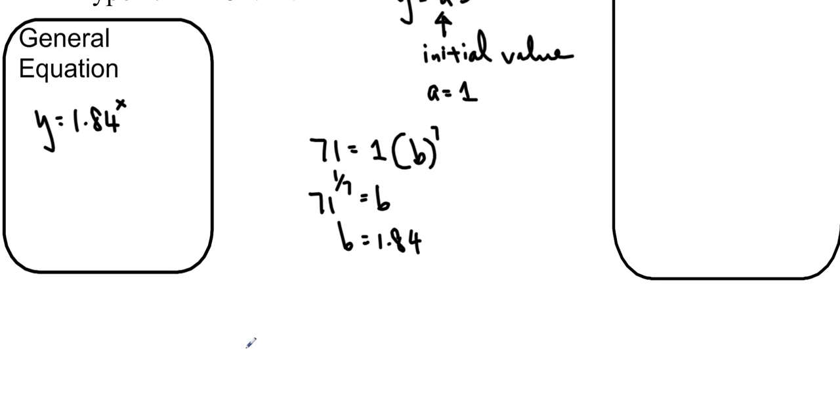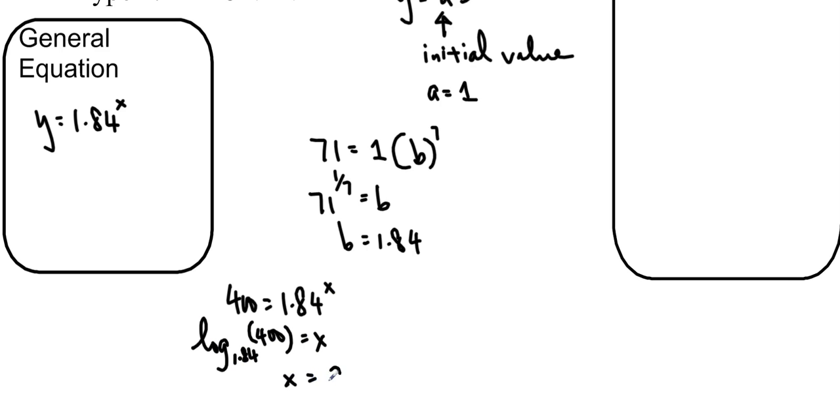So again, we're going to solve for it. So 400 is equal to 1.84 to the x, and so we just have to solve that using logs. Log base 1.84 of 400 is equal to x, and so x is approximately equal to 9.84. So again, we would just write the limitation in here. X is in R such that 0 is less than or equal to x is less than or equal to 9.84. There we go. So that's the general equation.